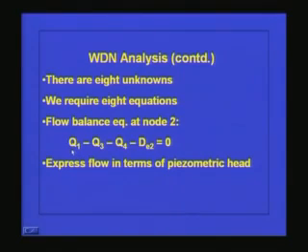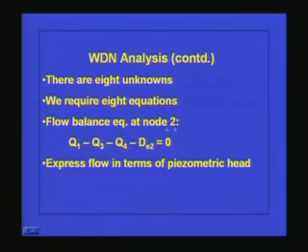Now how do I formulate this? There are 8 unknowns and we require 8 equations. In fact, as I go through this, I will show you how to reduce this number of equations. We may not require all the 8 equations. We first write a flow balance equation at node 2.